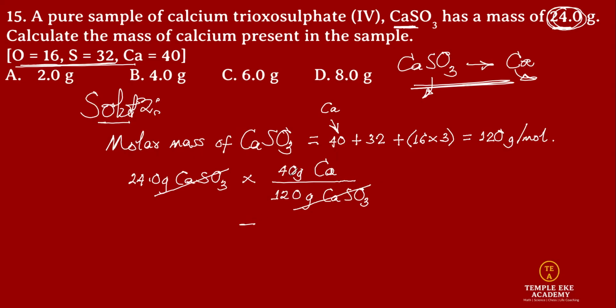These values are simple values, so we don't really need a calculator here. 12 can divide into 120 10 times. 12 can divide into 24, that's 2 times. And of course, the zeros give way right there, so that we have 2 multiplied by 4 gives us 8.0 grams of calcium. And this is our final answer. Very simple and very beautiful. And of course, the option D right there gives us the answer.